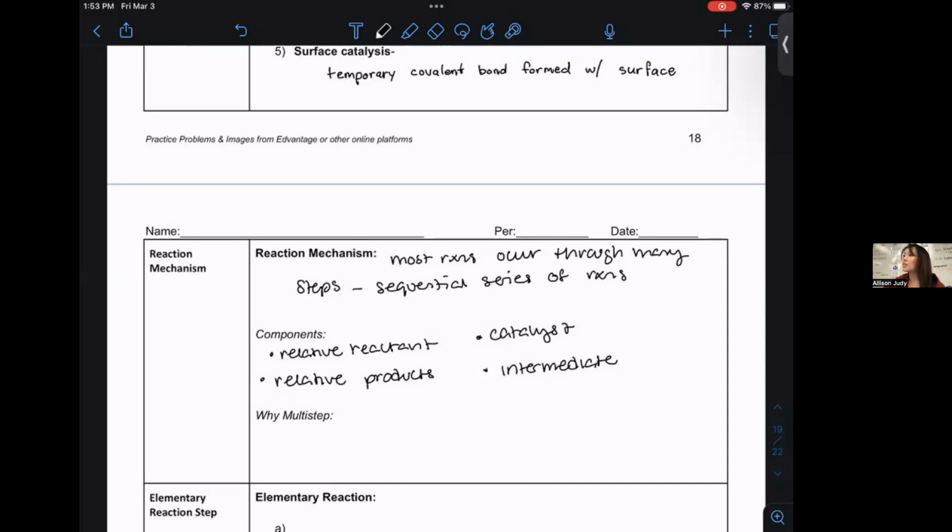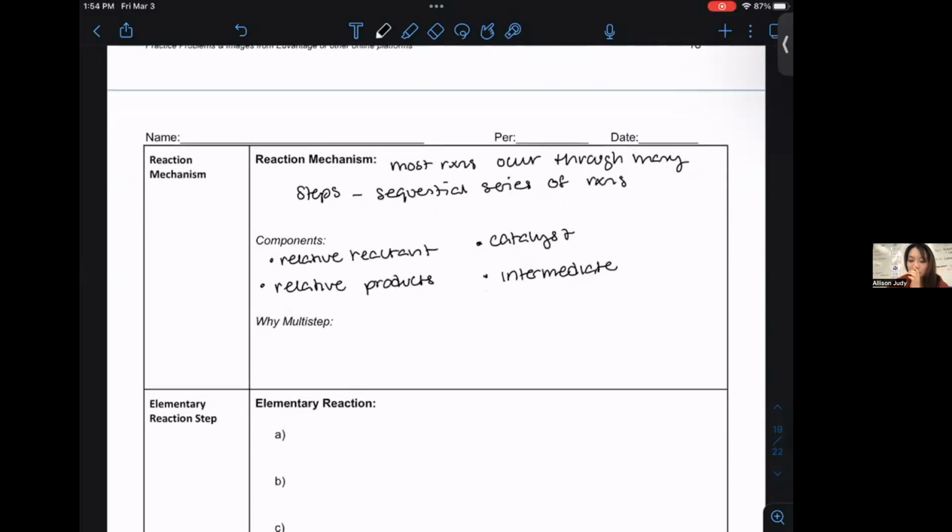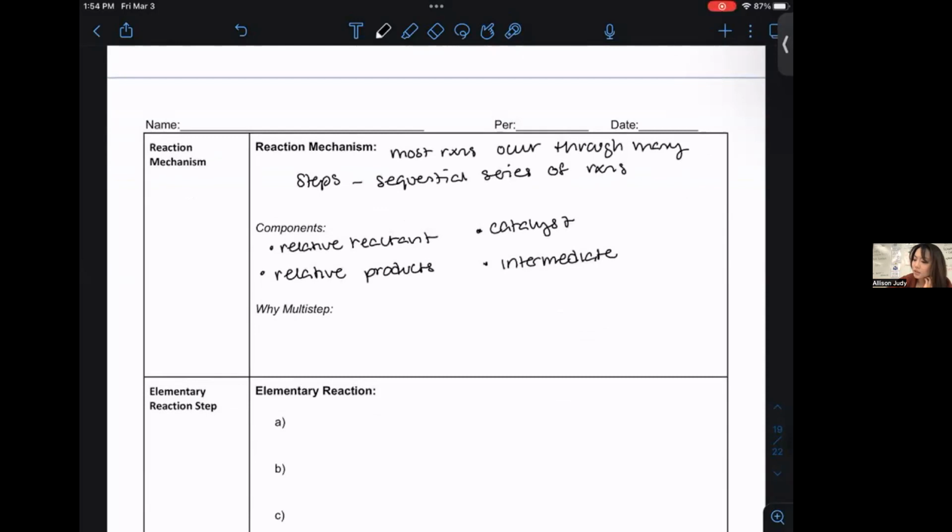So a product that is then consumed as a reactant in the next step doesn't show up in the overall net equation. Pretty common MCQ. It is a really common multiple choice. So again, why multi-step? It's just easier. It increases the percent of successful collisions.